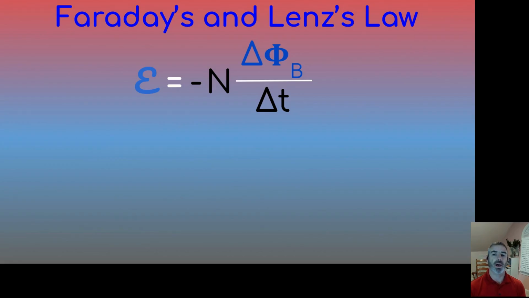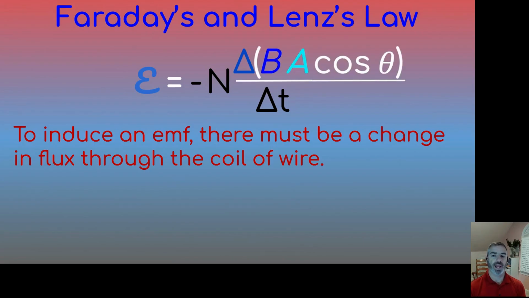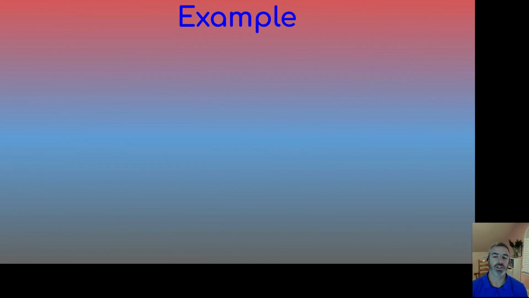Now to induce an EMF, there must be a change in flux through the coil of wire. So we can change the magnetic flux by changing the magnetic field, by changing the area, or changing the angle between the magnetic field and the area. Now let's look at an example problem.